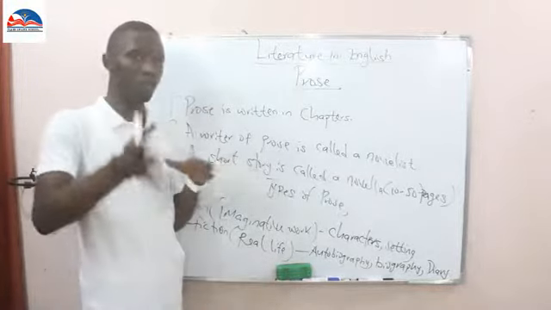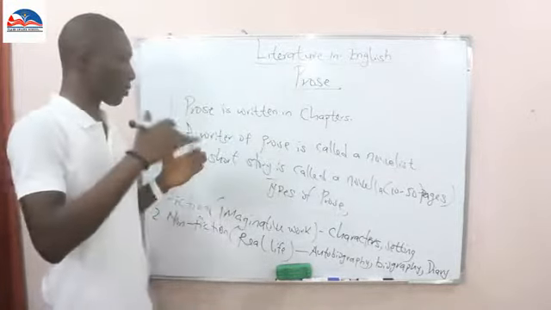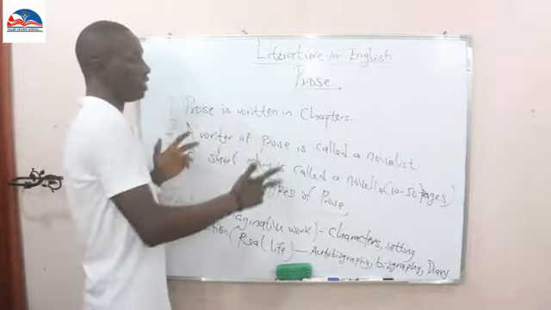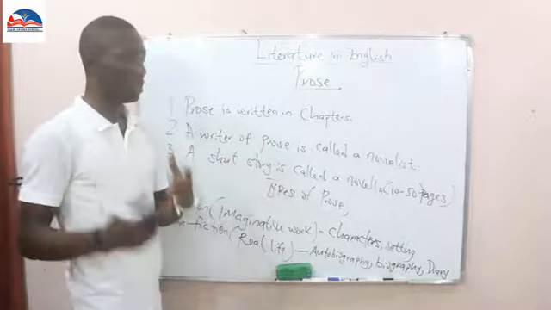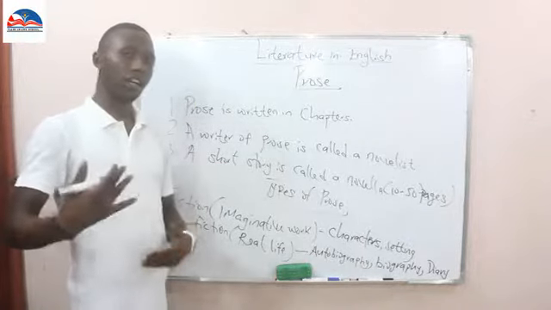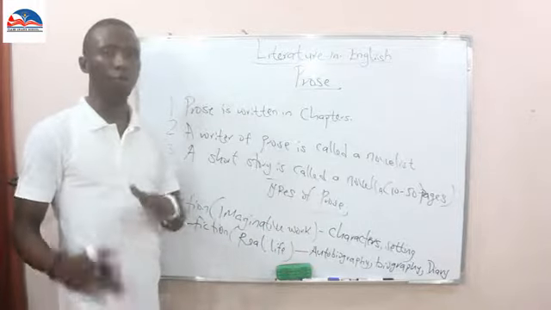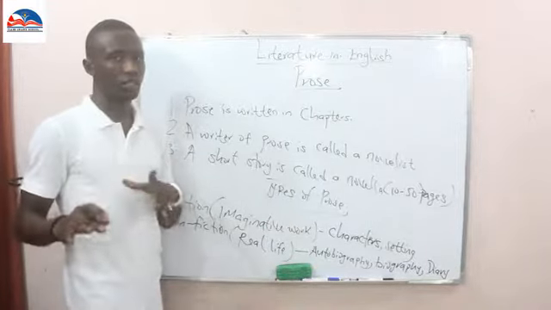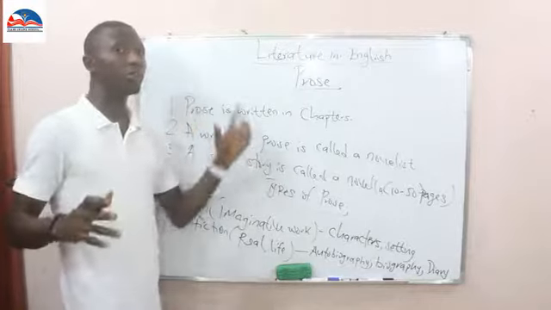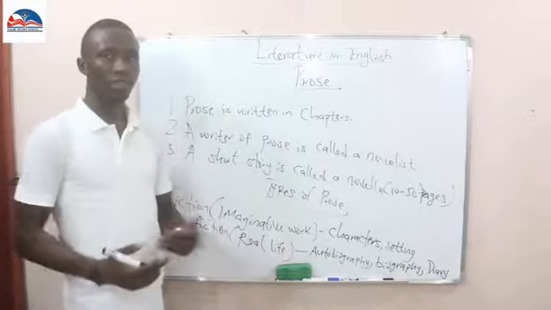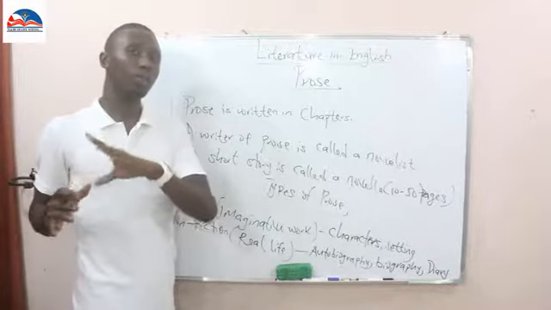And for us to do a little recap before we continue, we said that the short story is called a novella, a writer of prose is called a novelist, and prose is written in chapters. Now, as time goes on, we will get to see the various books that will be recommended for students in senior secondary school in literature, the various novels. We'll take them one after the other. And while we're taking them one after the other, there are certain things we will now be looking at.